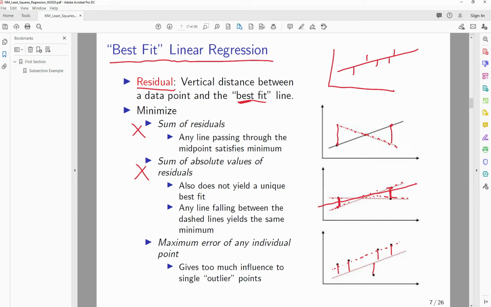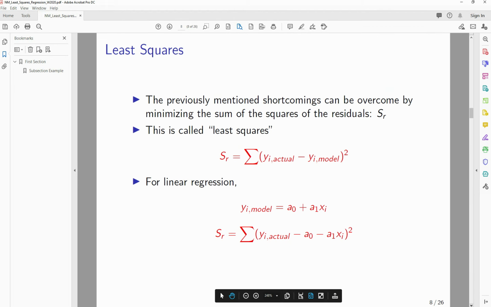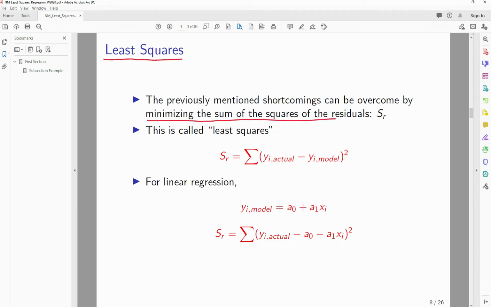Therefore, what we found is that using least squares is the optimal way of trying to find the best fit line, one and only one, that can overcome all of these shortcomings from the previous slide. It's called minimizing the sum of the squares of the residuals. What does that really mean? Well, if you recall, we have right here a residual.